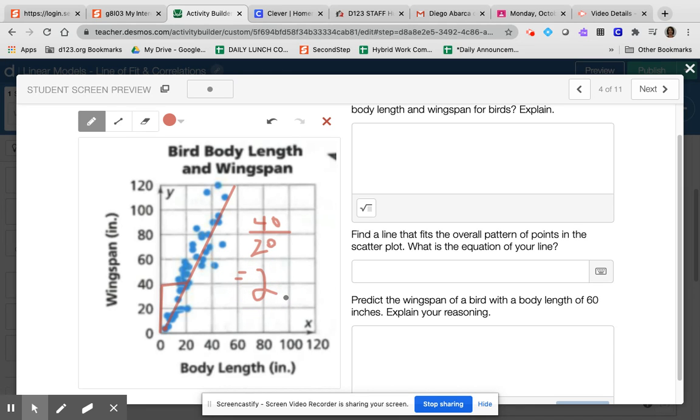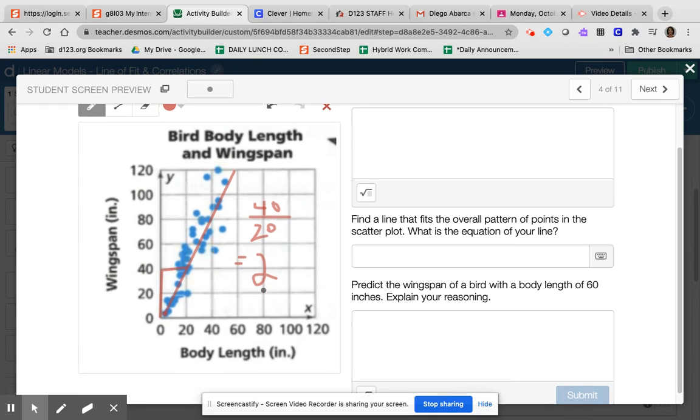So what that tells me is that a bird's wingspan is typically 2 times the length of its body. So if I'm going to write an equation to represent that, my equation is going to be y, which is my wingspan, would equal 2 times x, which would be the body length of a bird.